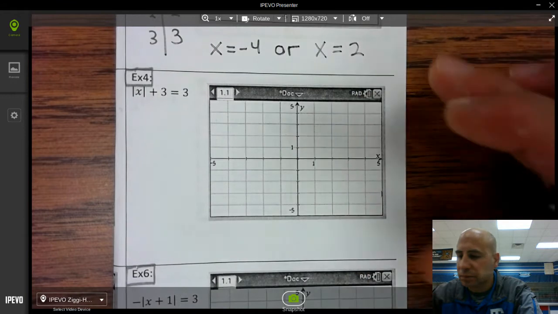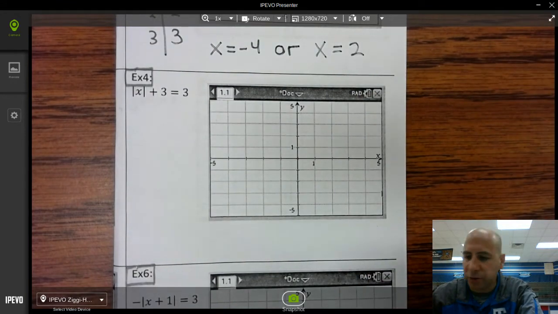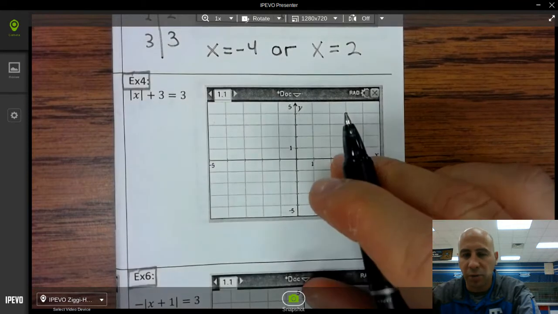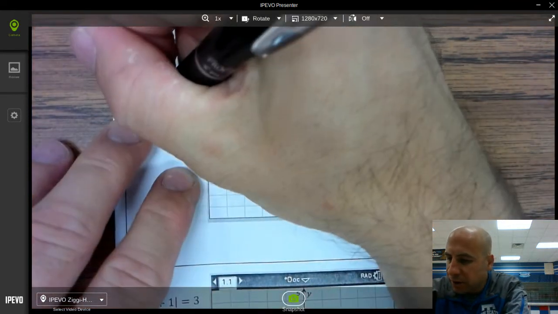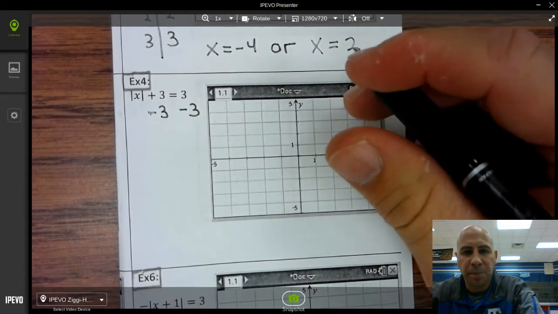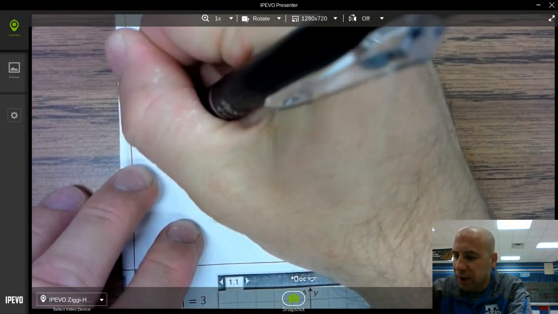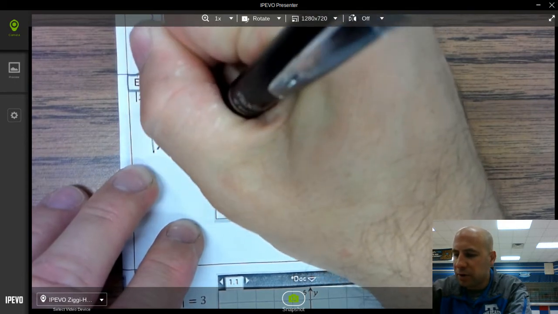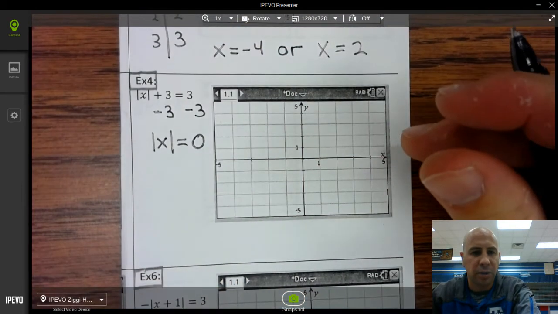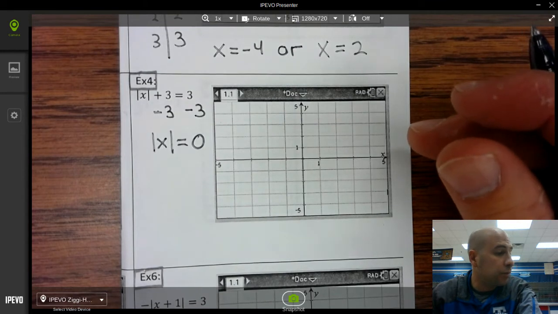All right. Step 1 says isolate the absolute value. So to isolate the absolute value, we're going to subtract 3 from both sides. Okay. So that cancels, you get the absolute value of x equals 0. Okay. So step 2, graph the left side.